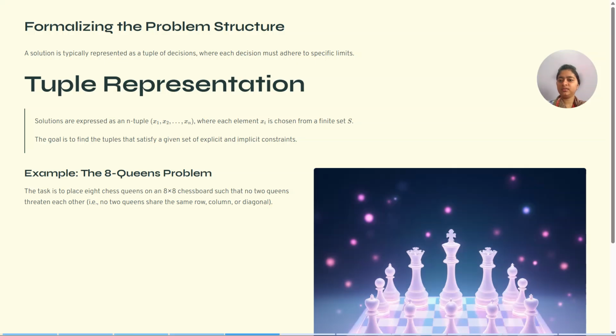For example, the 8 queens problem. The task is to place 8 chess queens on an 8 by 8 chessboard such that no two queens threaten each other. No two queens can share the same row, column, or diagonal.